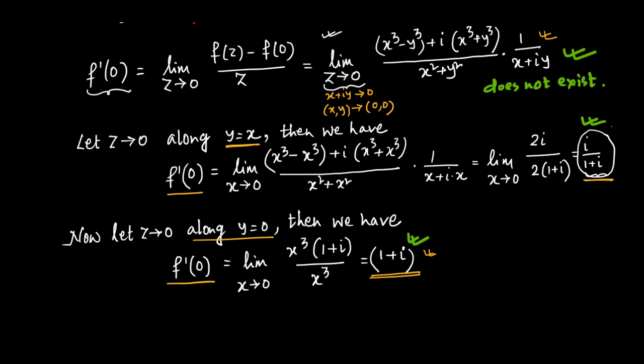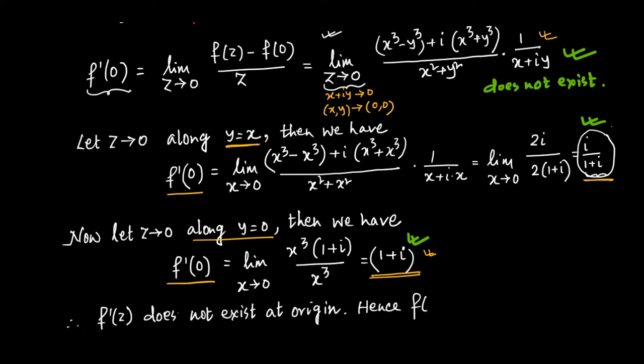And this limit does not exist means the derivative of f(z) at z equals 0 does not exist. Therefore, f prime(z) does not exist at origin. Hence, f(z) is not analytic at origin. Because to be analytic, the function has to be differentiable at that point and at all points in the neighborhood of that point. Now we can see here the function is not even differentiable at that point. So there is no question of being analytic at that point. So the function is not analytic at origin.